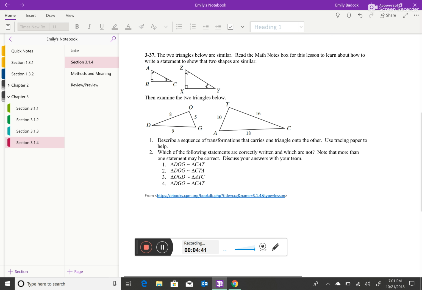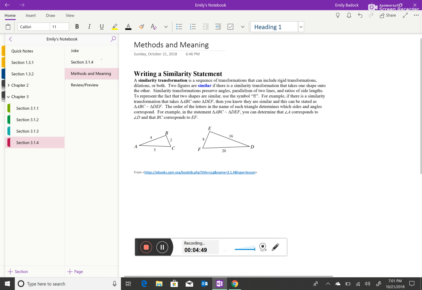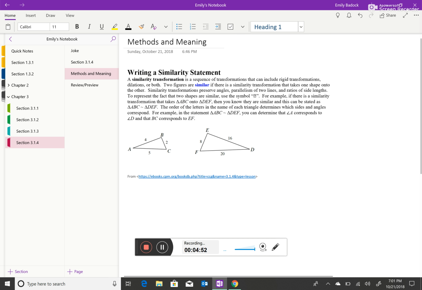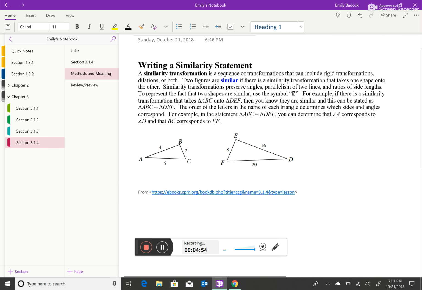Alrighty. 37. These two triangles below are similar. Read the math note box from this lesson to learn about how to write statements that show two shapes are similar. So that's what we are going to go to. So here's the math note box. Writing a similar statement.